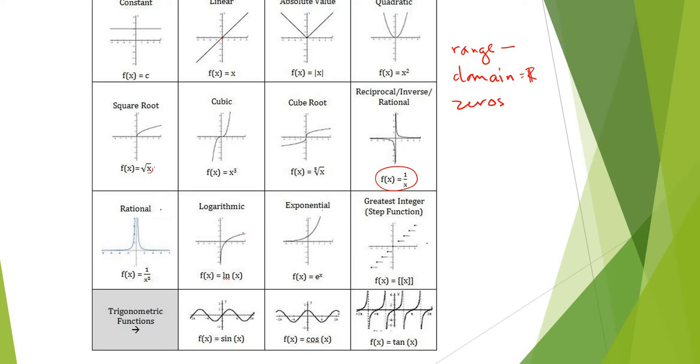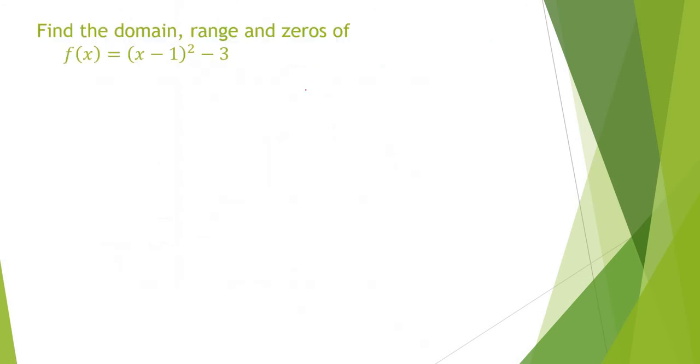Rational functions often will have vertical asymptotes. Logarithmic and exponentials have restrictions on ranges and domains. Okay, so all of these parent functions, when you see a particular function that we're looking for range and domain, the parent function should give us some idea of how to break down our range, domain, and zeros. All right, so let's try one. Find the domain, range, and zeros of this function.